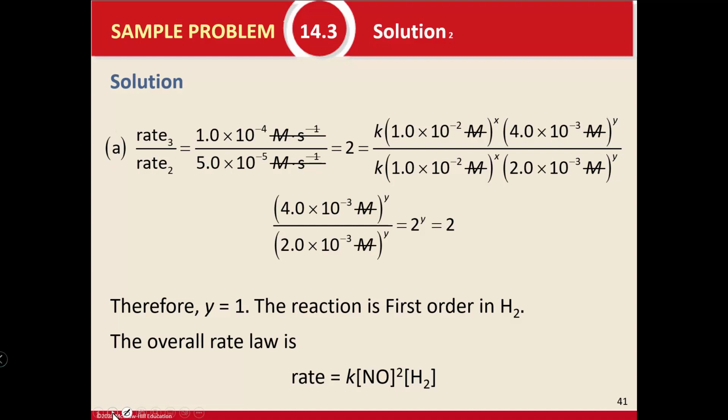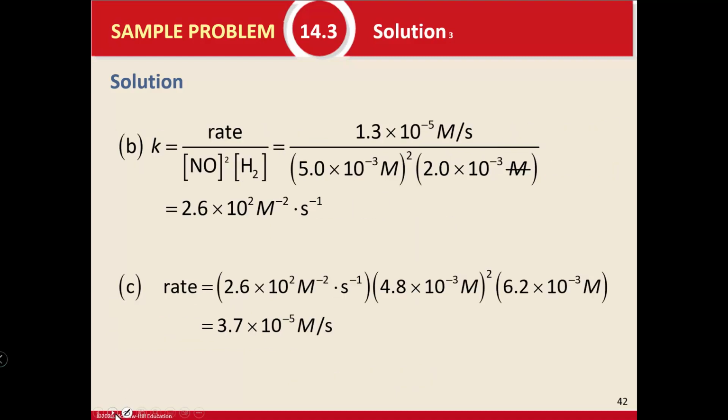And overall, if you wanted to know what the rate constant is, this asks for that as well. We can plug any of our experimental data into solving for K, and we would get 2.6 times 10 to the second. And again, we know we've done this right because it should be third order, and those are the units for the third order rate constant.